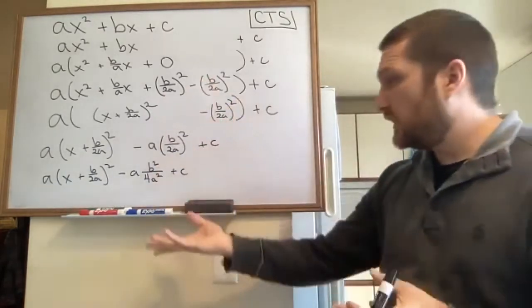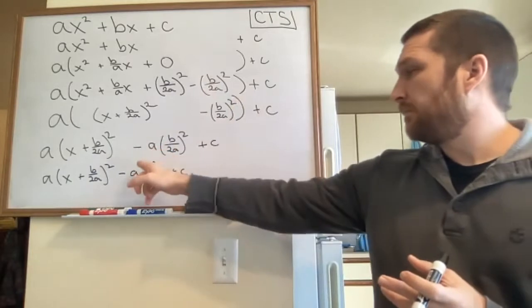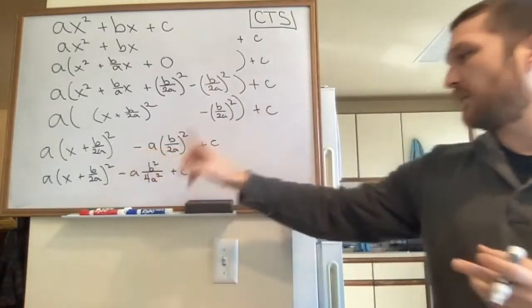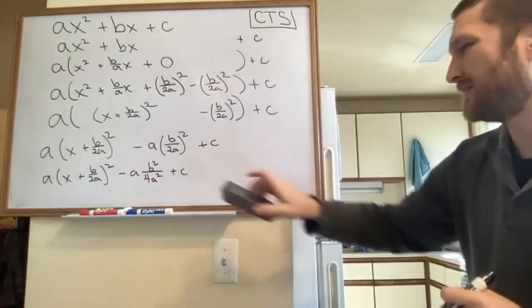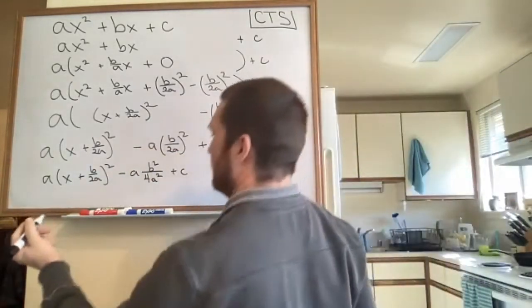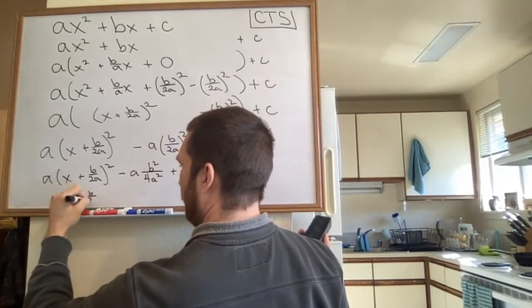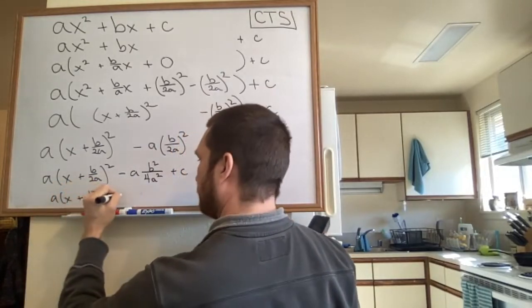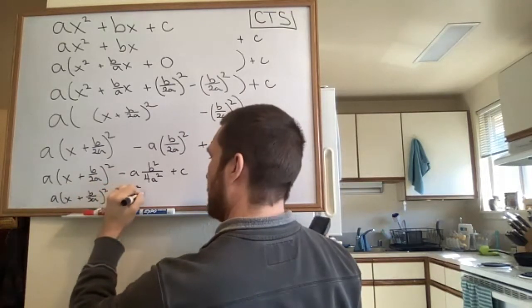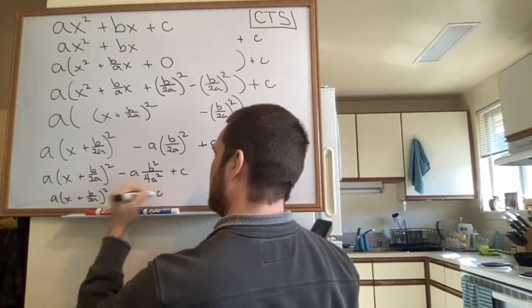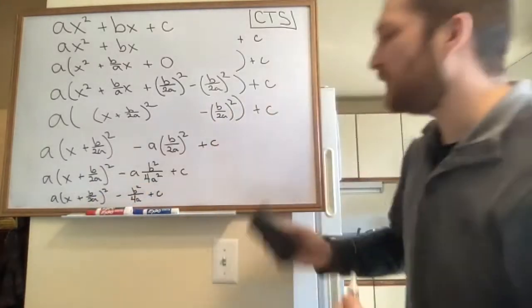Which we could rewrite. 1a in the numerator cancels 1a in the denominator. So I'm going to go ahead and try to squeeze that in right here. b squared over 4a plus c. Technically, we're done.